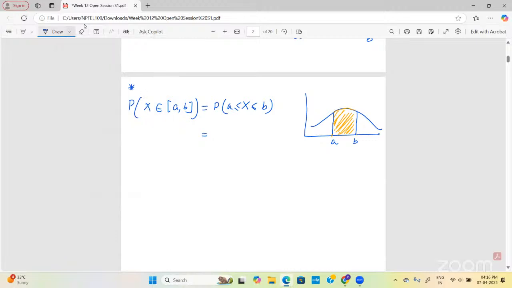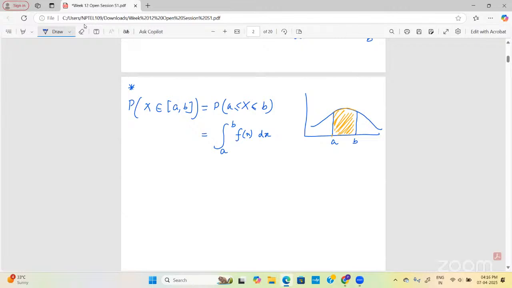And how can we find it? By using the PDF integral. It is the integral of the function f(x), which is the PDF, and the limits will be a to b. This is how we calculate this probability.